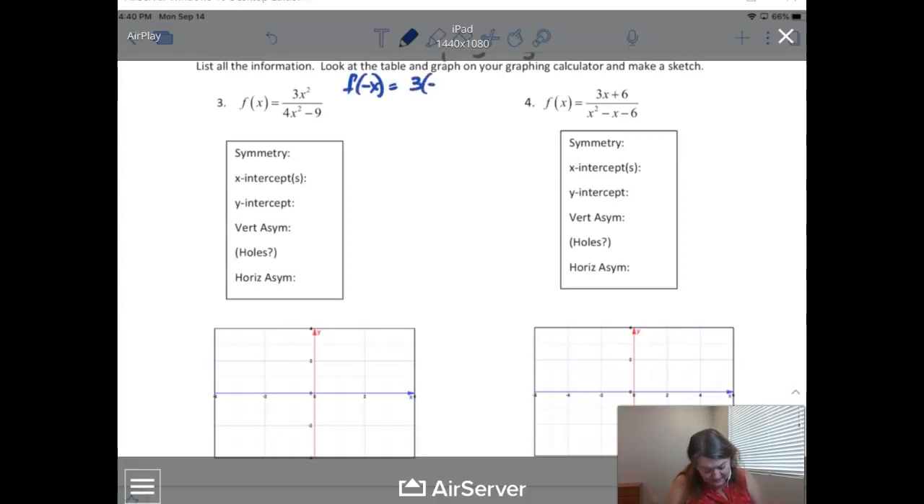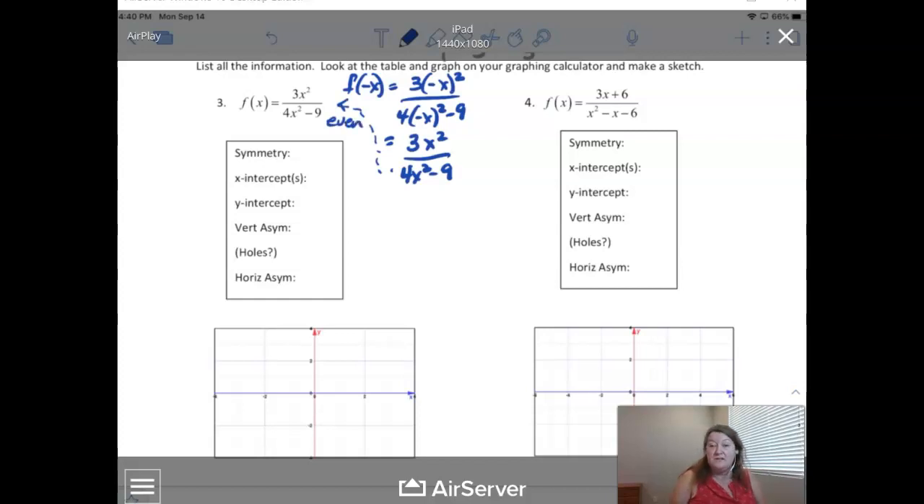So 3 times -x squared over 4 times -x squared minus 9. Simplify the x's and the negative signs. Well, a negative squared is positive, so the top is still going to be 3x squared. The bottom, -x, the quantity squared, is still going to be positive, so I'm going to get 4x squared minus 9. Compare it to your original. If it matches, it's even. It matches. So we have an even graph.